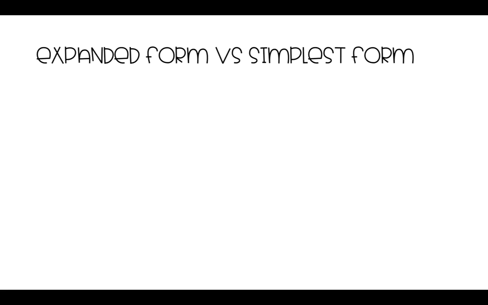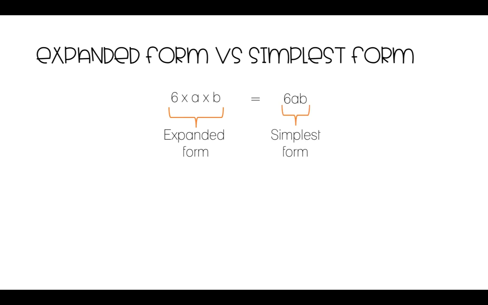Here are some examples of terms so that we have some idea of what we're doing. So 6 times A times B, this is what we call our expanded form. Our expanded form has our multiplication sign in it. Okay, it's not simplified down yet. If we were to simplify this, we get 6AB, so we end up in simplest form of 6AB. So expanded form has our multiplications, our simplest form does not.